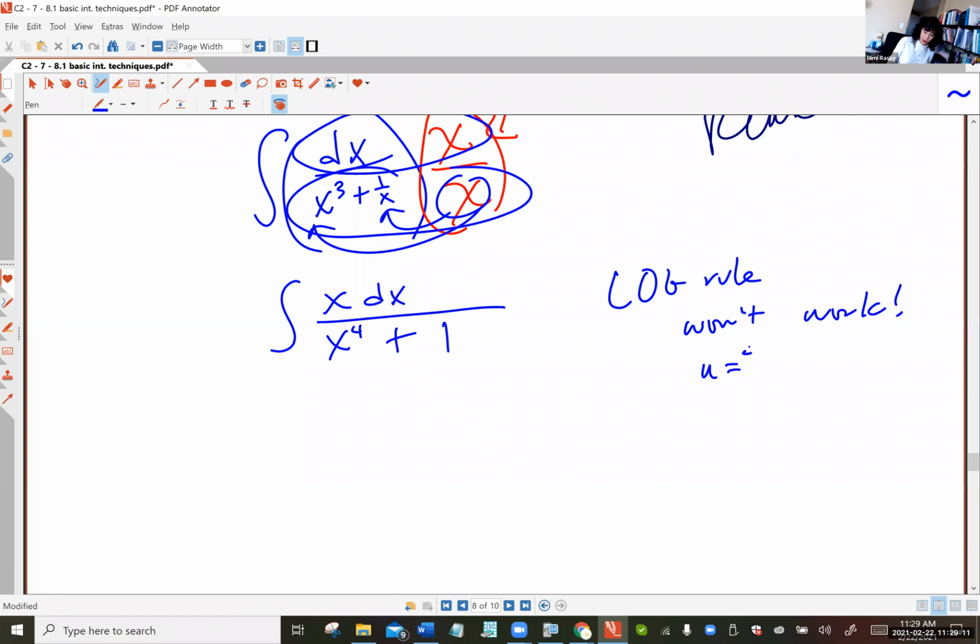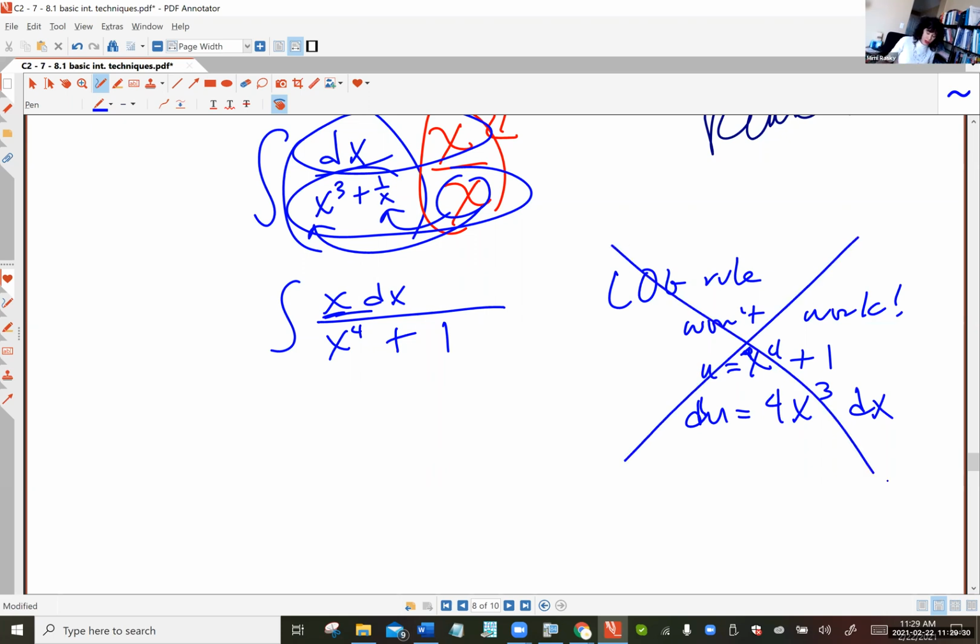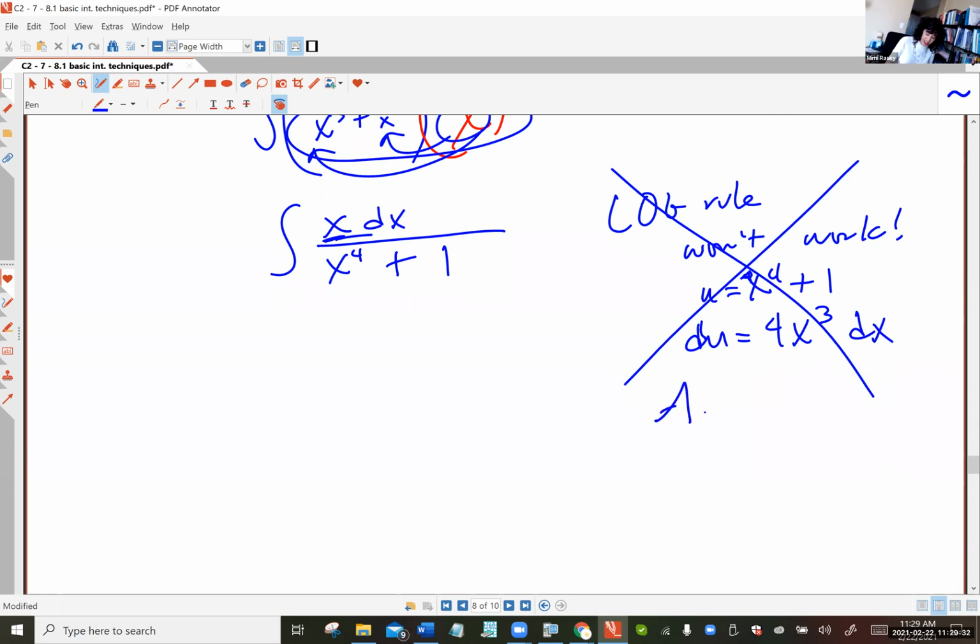If you go log rule and you go, okay, well, the denominator, x to the fourth plus 1 will be my u, then my du is 4x cubed dx. But I got bad news for you. We don't have an x cubed. We only have an x in the numerator. So this is going to like, no way. So the trick is, this is actually the arctan rule.